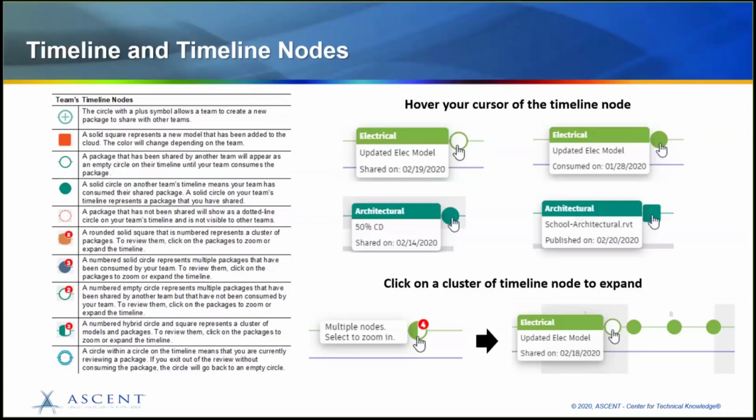So the main node that you want to watch for is the circles that are empty on other teams' timelines. This indicates that there is a package that has been shared. So it's essentially a point in the team's model that they deemed important to share with the rest of the team. So let's switch over to the design collaboration interface and talk about the timeline section just a little bit more.